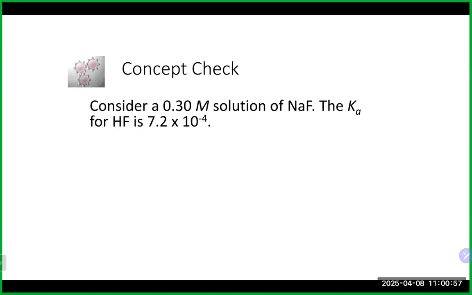All right, so let's take a look at one where you probably need to do a calculation. Try this one. Consider 0.3 molar sodium fluoride. What is the pH of this solution? Ka value for HF is 7.2 times 10 to the minus 4. Okay, let's take a look since we're getting to the end here.